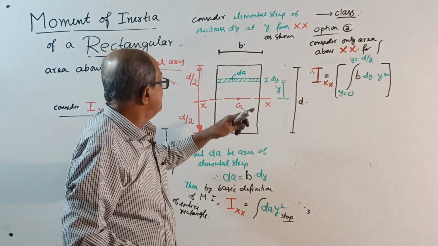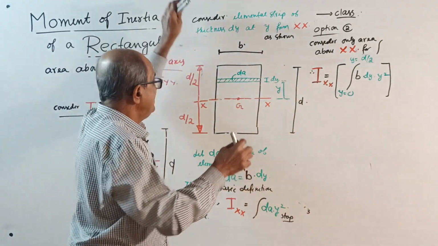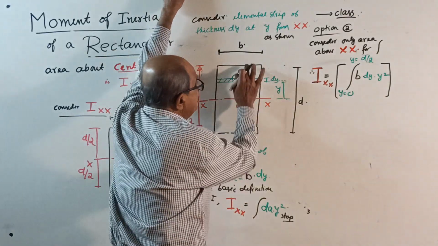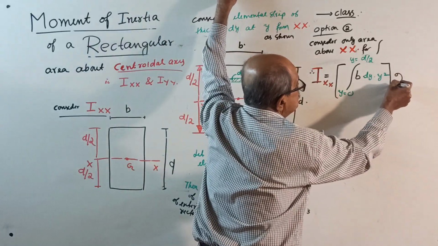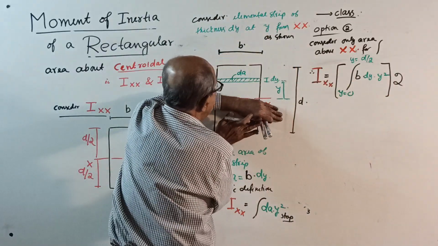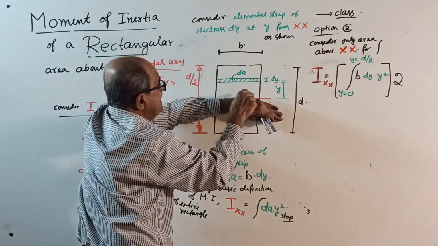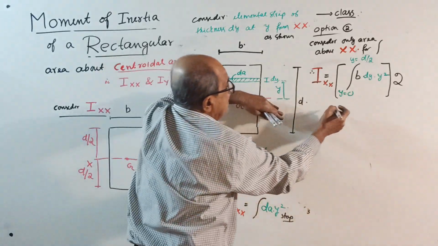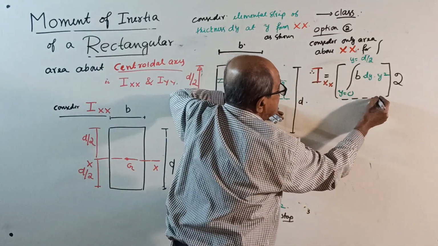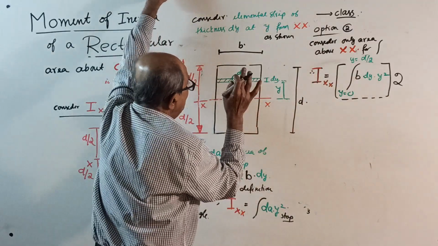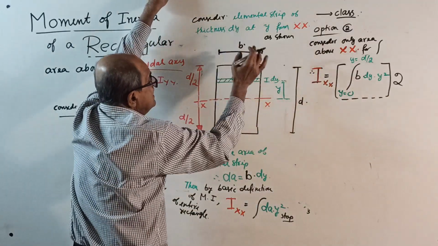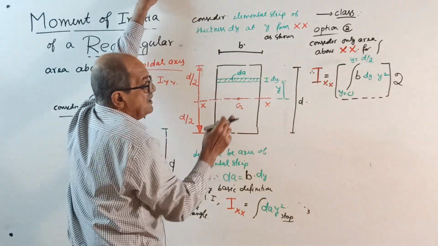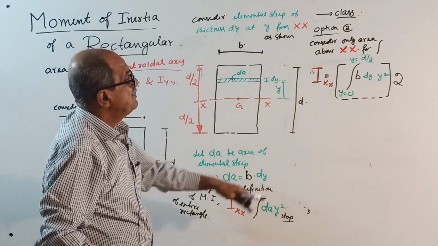But the same area is there below the xx axis. Therefore, whatever you get there, multiply by 2. That's all. You do only for half the portion. Integrate from 0 to d by 2, you will get the moment of inertia. You write here: this will give you the moment of inertia of the area which lies above xx, that is for a width b into d by 2. But the same answer below, multiply by 2.